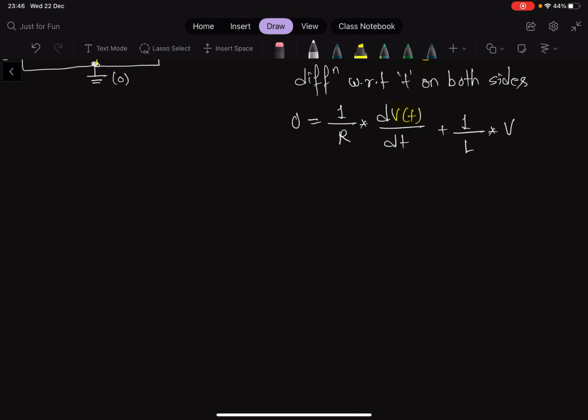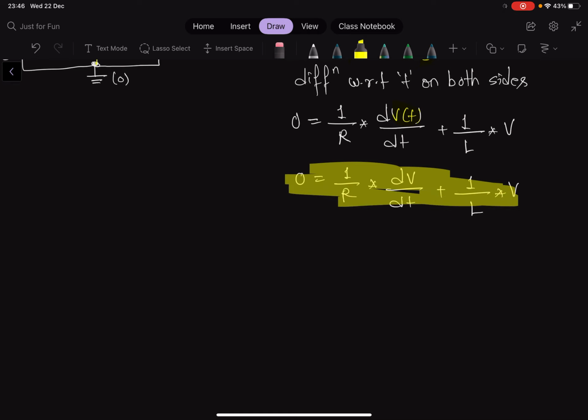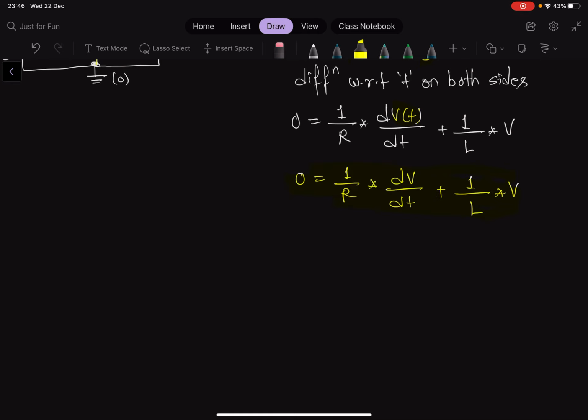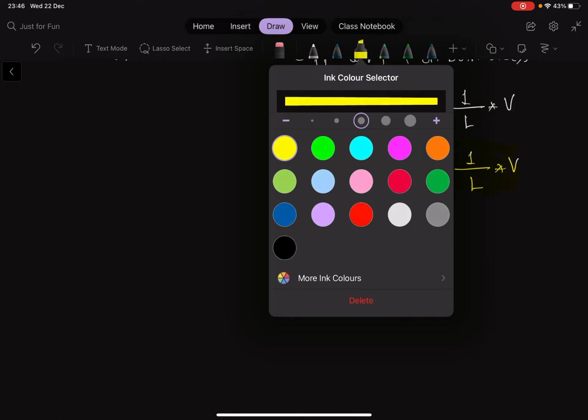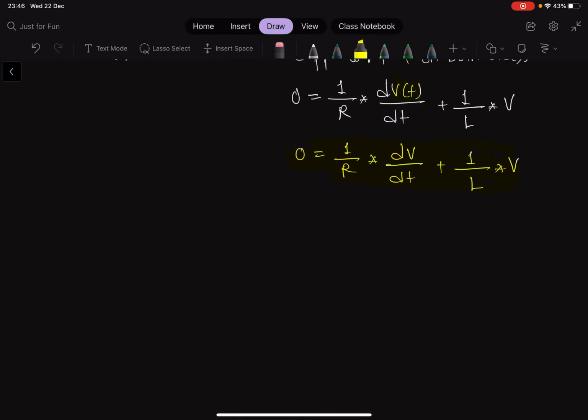So what I'm going to do now is 0 equals 1 over R times dV by dt, plus 1 over L times V. Now you can see this is our differential equation, but this is not a standard differential equation. To make a standard differential equation, we need to get rid of this 1 over R.